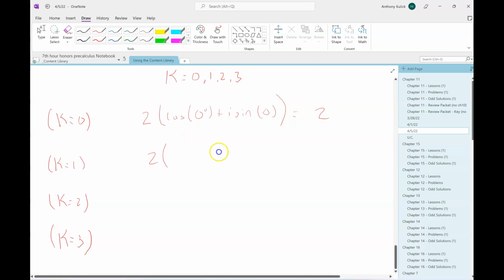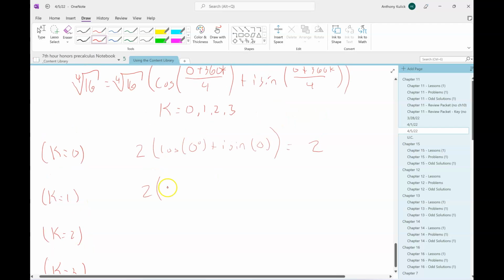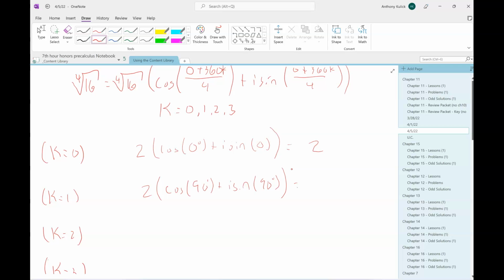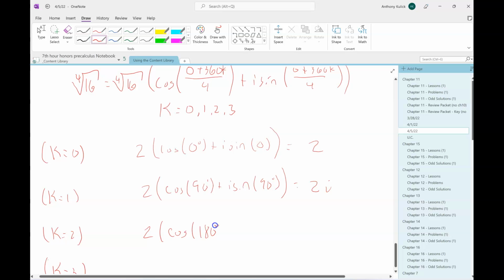When k equals 1, I have 360 over 4, so 90 degrees. Cosine of 90 is 1. Sine of 90 is 0. Oh, I'm sorry, other way around. Cosine 90 is 0, sine of 90 is 1. So I have 2i. Sorry, guys. When k is 2, I have 720 over 4. That reduces to 180 degrees.